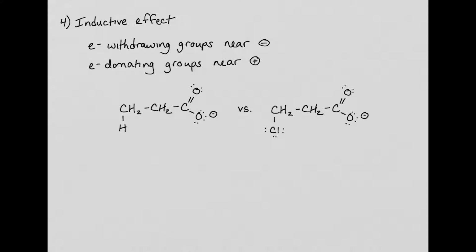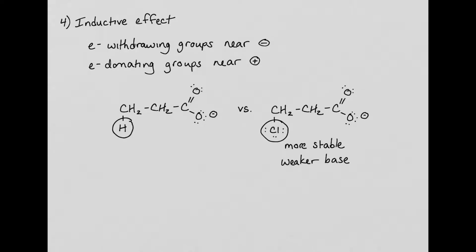These two bases differ only in the replacement of a hydrogen in the base on the left with a chlorine atom in the base on the right. The addition of the chlorine atom helps to withdraw electron density away from the negatively charged oxygen through the covalent bonds within the ion. This stabilizes the negative charge of the base on the right, making the base on the right the weaker of the two.